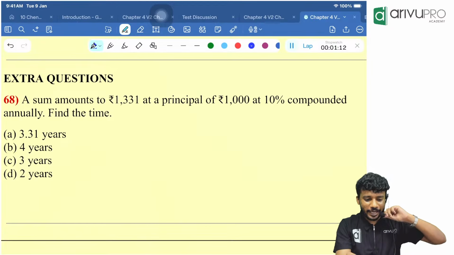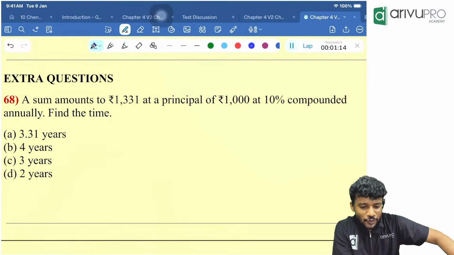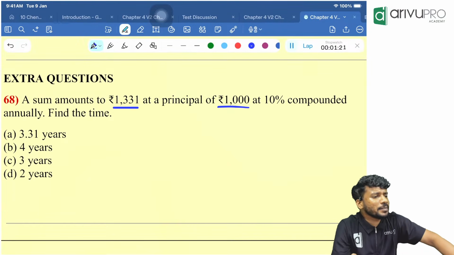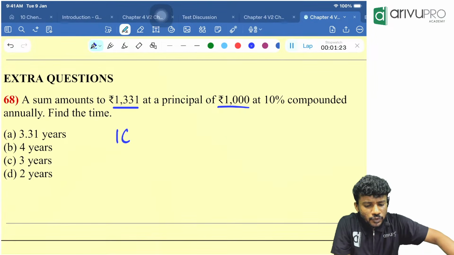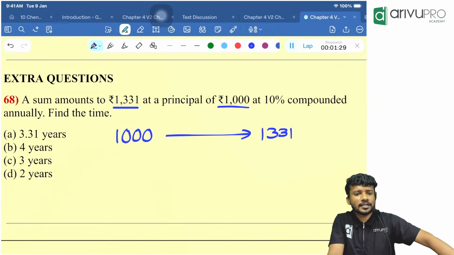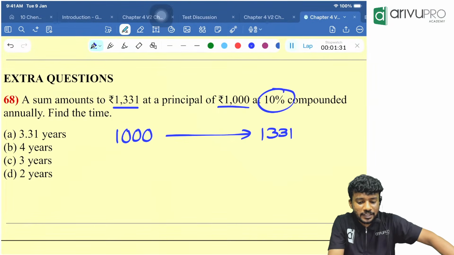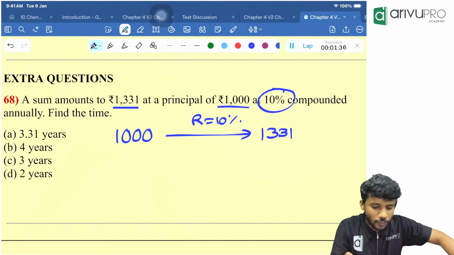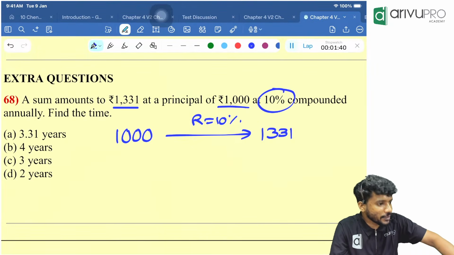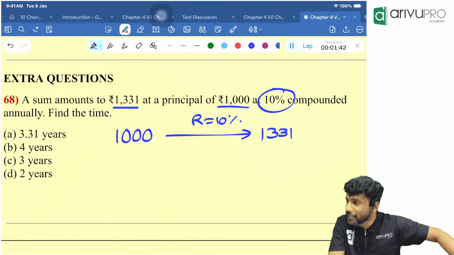Okay, people, what happens? A sum amounts to 1331 at a principal of 1000. What do you mean by principal of 1000? 1000 is our principal, it became 1331. At what rate percentage? R is equal to 10 percent. That is given in the question. So 1000 became 1331 at R equal to 10 percent.